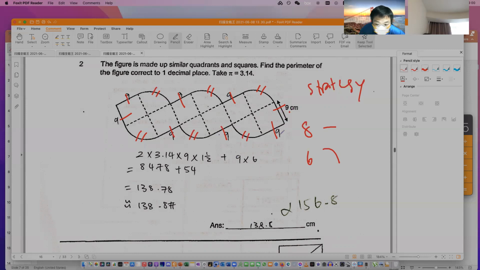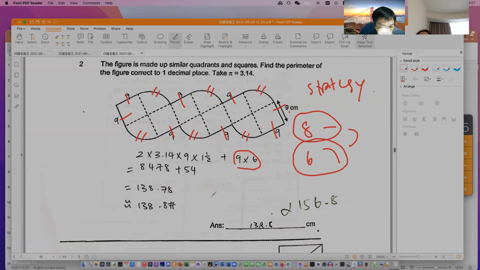No, I did not miss out anything. So 8 straight lines and 6 quadrants. So where do you get your answer? Did I miss out anything? No, right? Am I right or not? 8 straight lines and then 6 quadrants, and then add these two together. Am I right or not? Yeah.